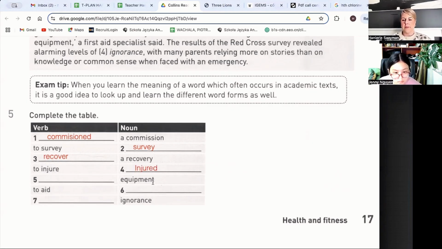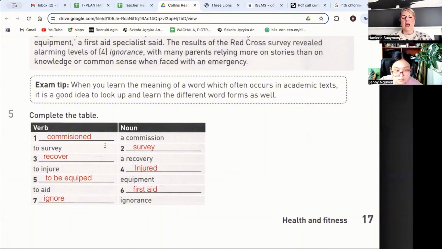Okay, equipment. Just equipment. To be equipped. To be equipped. To aid. Aid. First aid. Okay. Ignorance. Ignore. There we go. Okay.